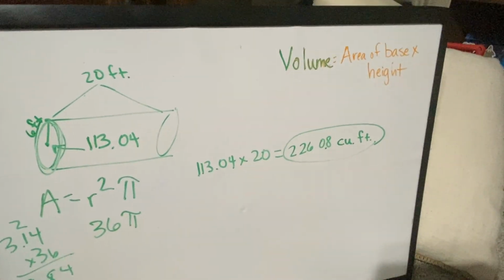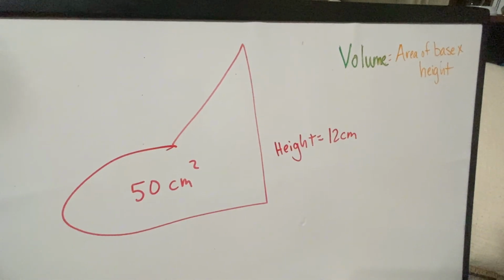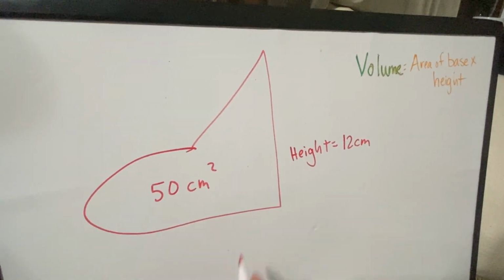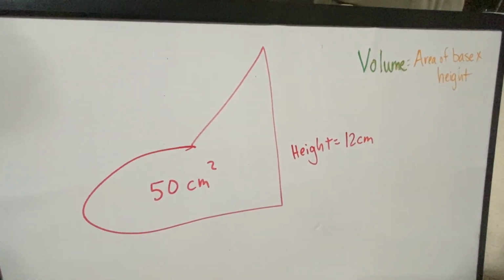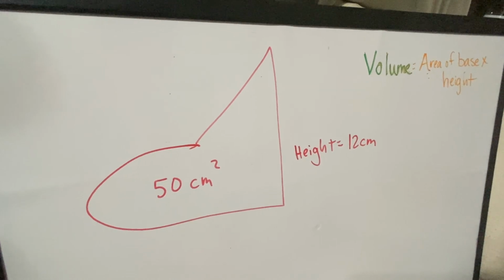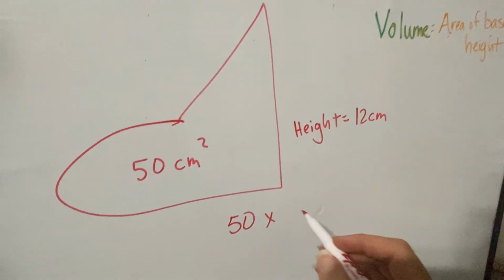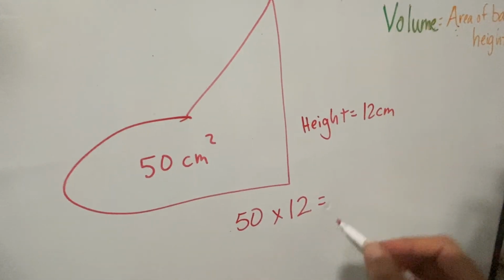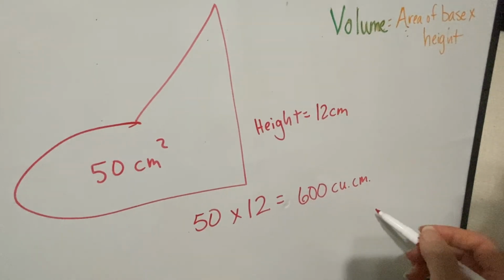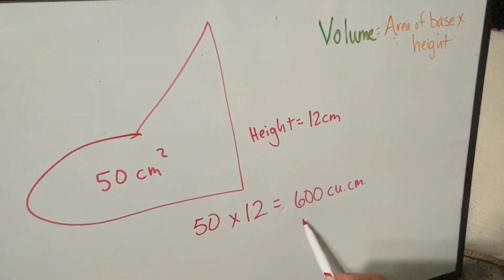Okay, one last example is question C. This one is really easy because what they're going to give you is this strange shape and they're going to say, hey, guess what? The area of this is 50 square centimeters. So you don't even have to work to find the area of the base. You've already been given the base. So you're going to take the base, 50 times the height of 12, and you're going to get 600 cubic centimeters. So easy. Just the area of the base times the height, and there you go.